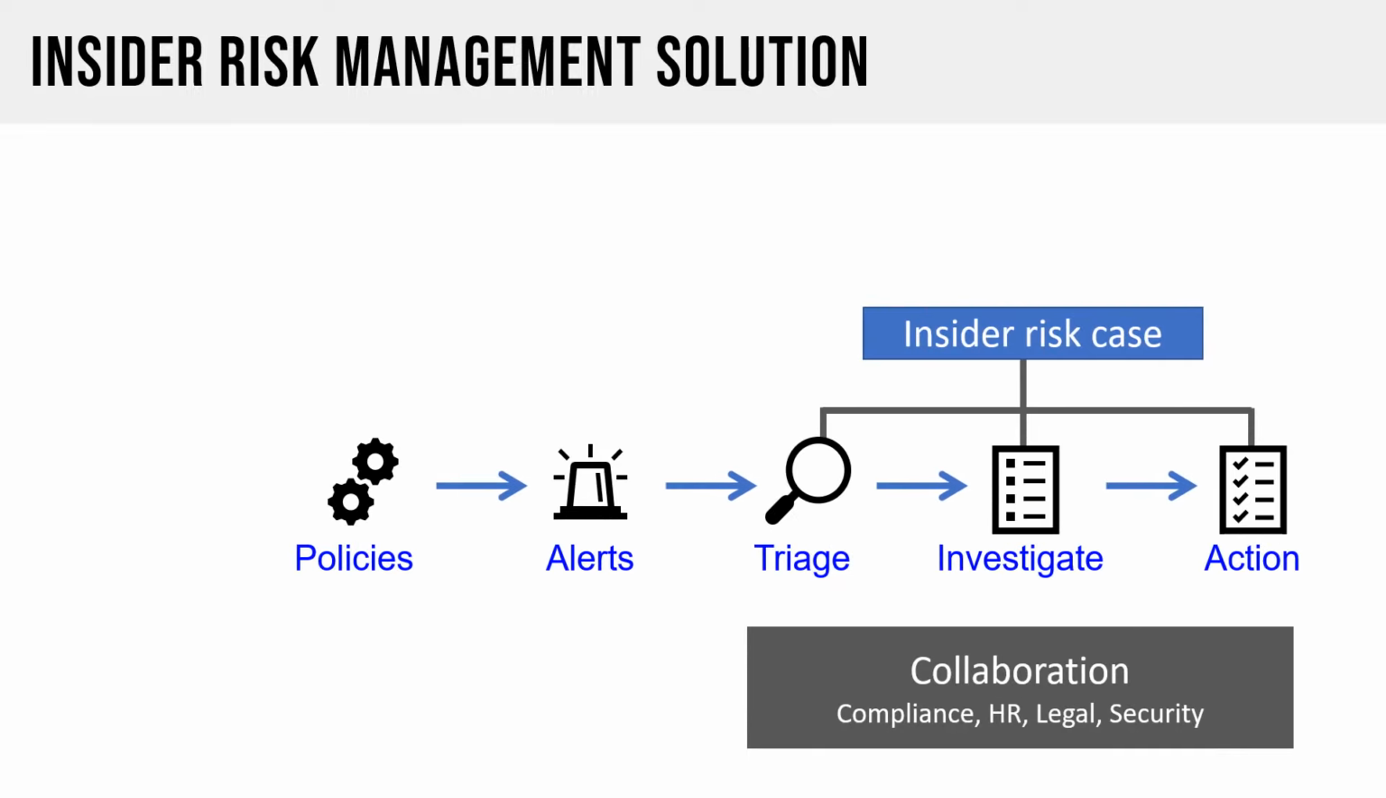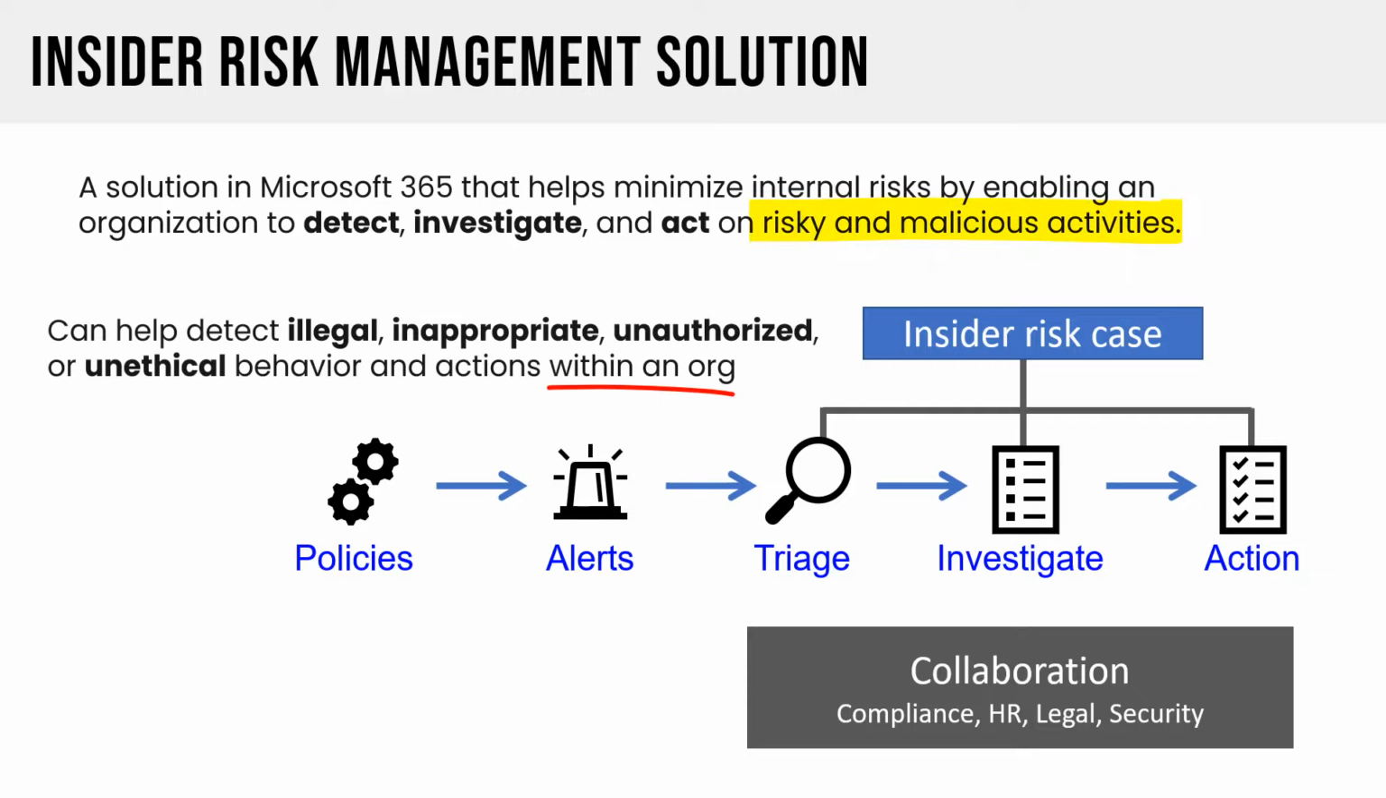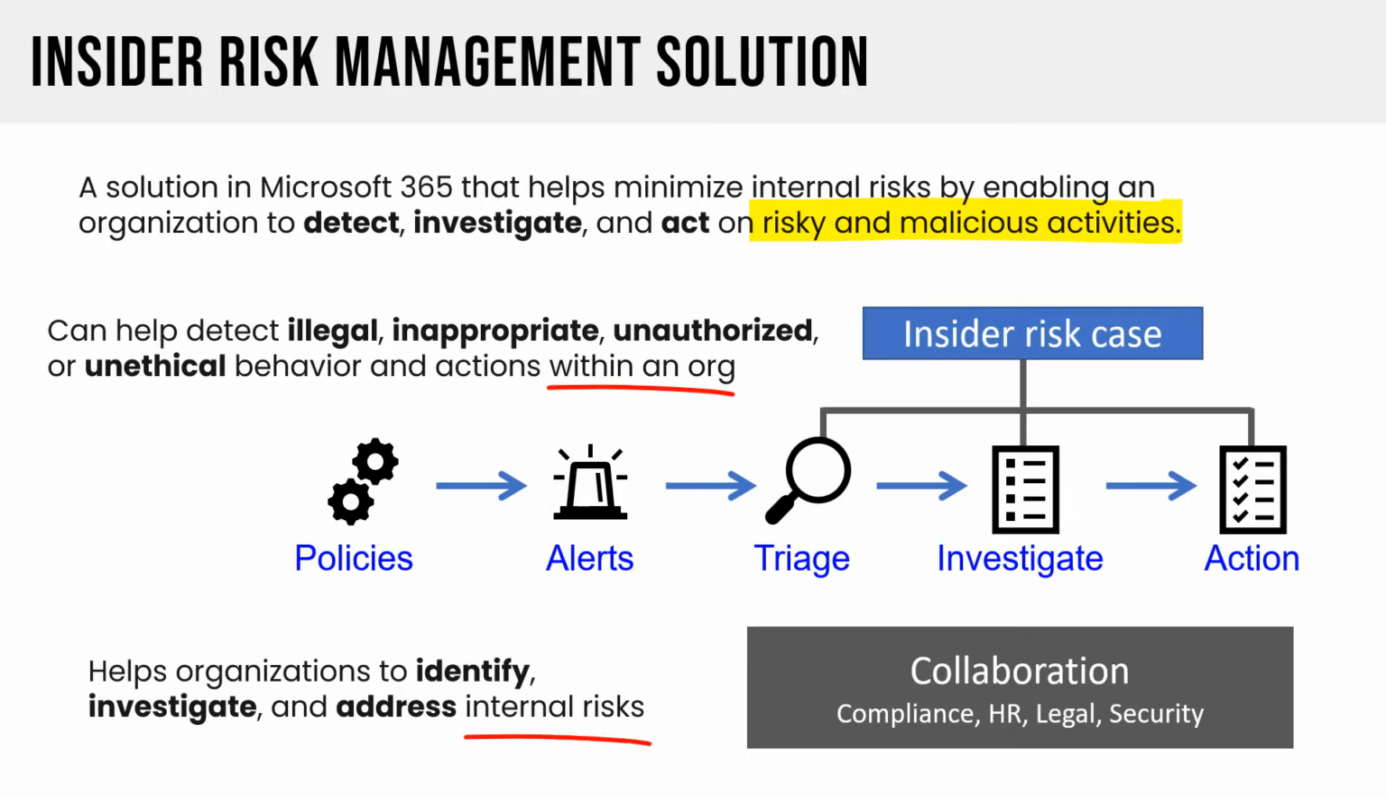So the insider risk management solution is all about helping our organization to detect, investigate, and act on risky or malicious activities. Now, this could help us to uncover a wide variety of inappropriate, unauthorized, unethical, or outright illegal behavior. Perhaps it's unintentional leaks of sensitive data or data spillage. Maybe it's intellectual property theft, fraud, insider trading, regulatory compliance violations. So it's less about whether or not it's intentional and more about whether or not it breaks an important policy. But it's all about managing internal risk within actions performed by our employees.